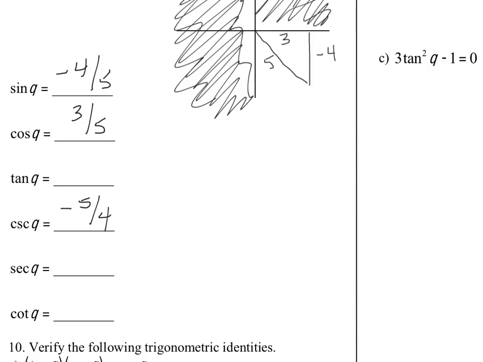Tangent is negative in quadrant 4, so tangent is going to be opposite over adjacent, which would be negative 4/3. And secant is the reciprocal of cosine, so it's going to be 5/3. And cotangent is the reciprocal of tangent, so negative 3/4. And those are our 6 trig functions for this triangle. So the trick to these is to find out which quadrant you're in, and then draw your triangle from there and make sure that you have your sides correct. So make sure that you're checking all of your hints from the information that you're given.